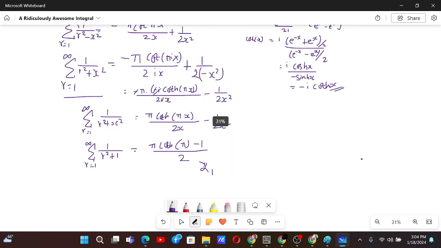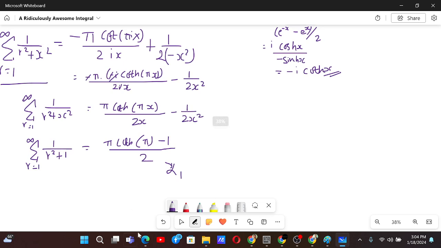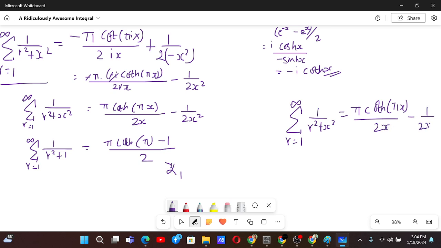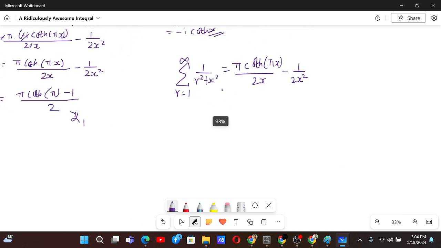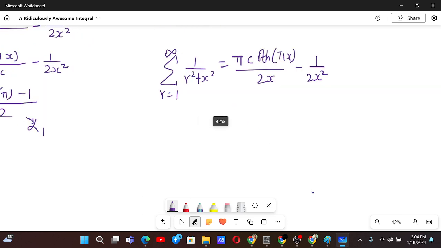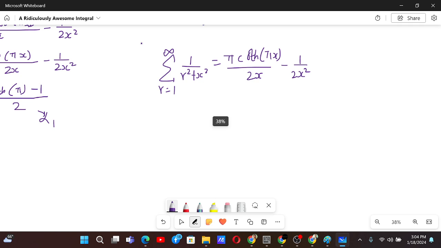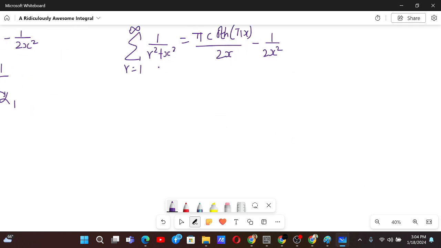we can take that sum first, the sum from r equals 1 to infinity of 1 by r square plus x square, which is equal to pi cot pi x by 2x minus 1 by 2x square. After we have that, we can try to differentiate both sides with respect to x.